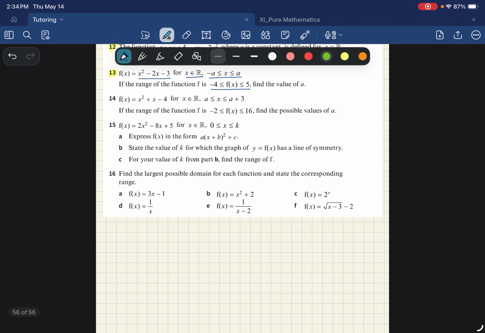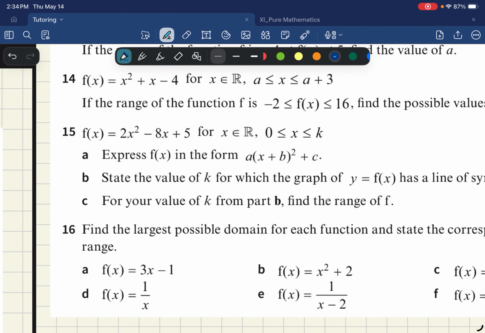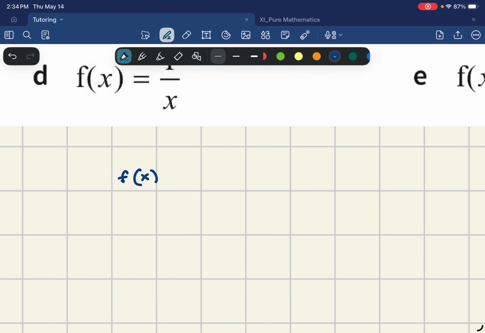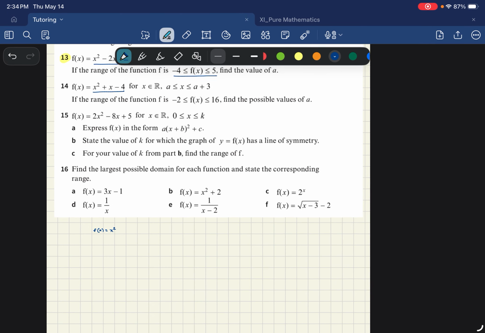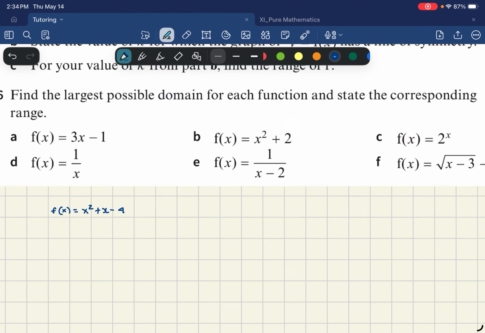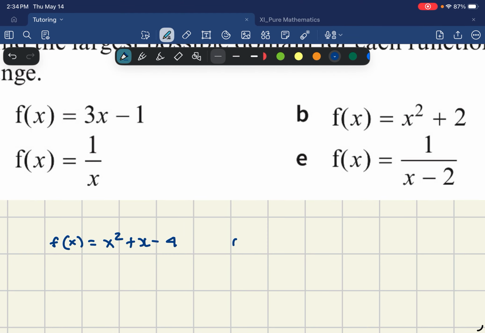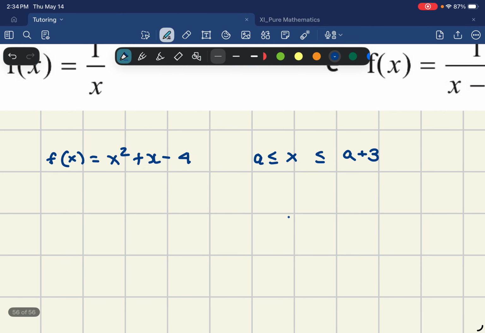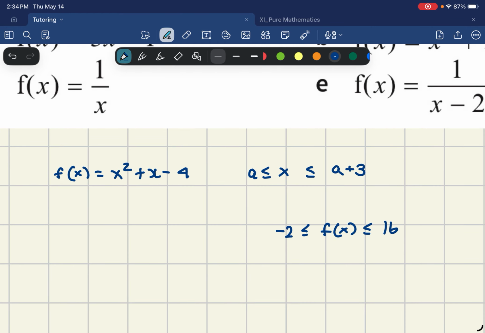It's very similar again. So I have this curve, f of x is equal to x squared plus x minus 4. And the domain restriction is a less than or equal to x less than or equal to a plus 3. And the range restriction is negative 2 less than or equal to f of x less than or equal to 16. So find the possible values of a.